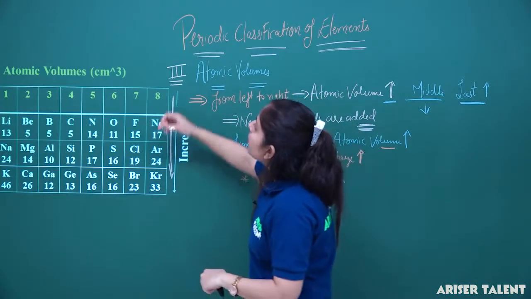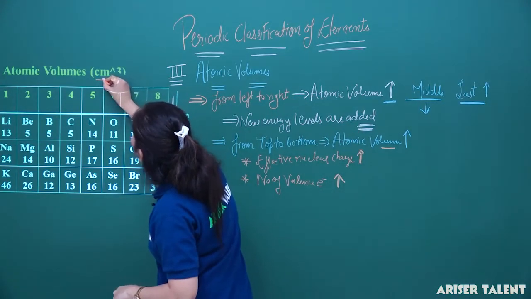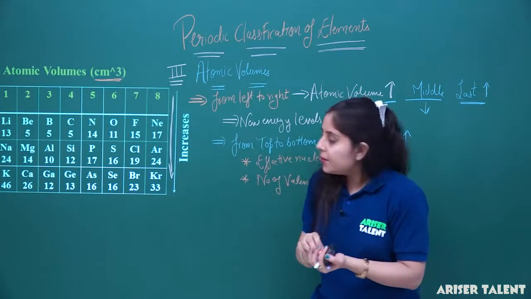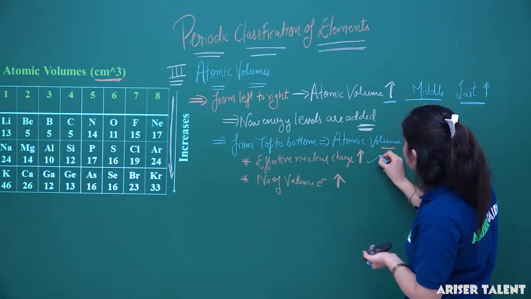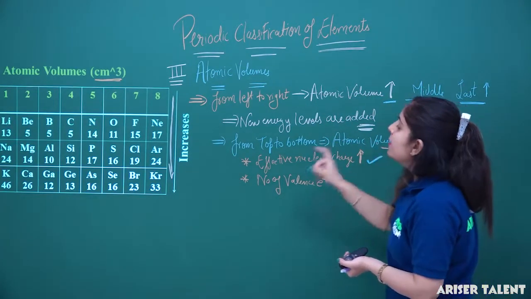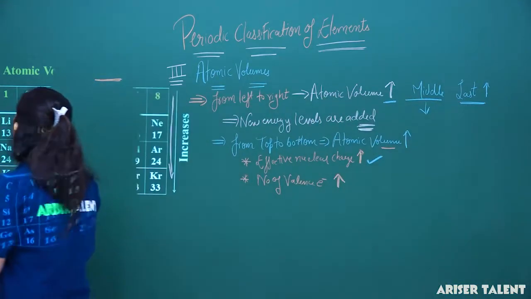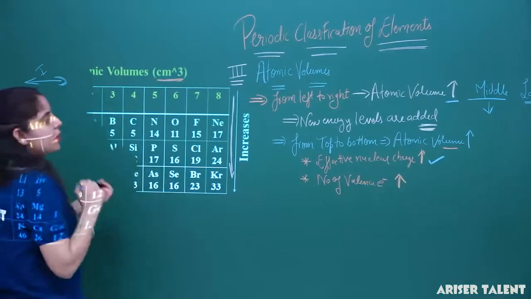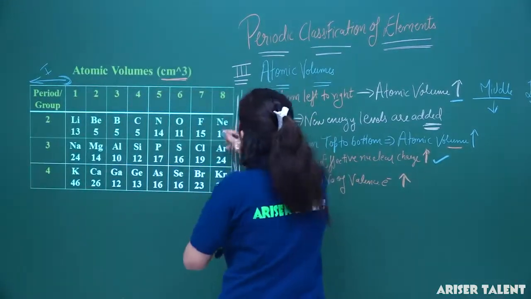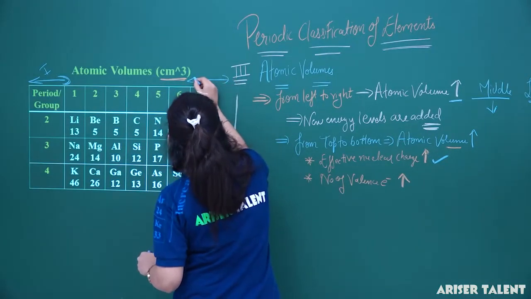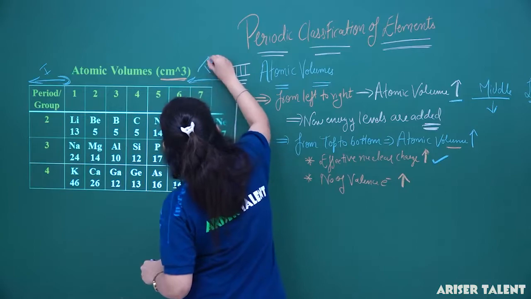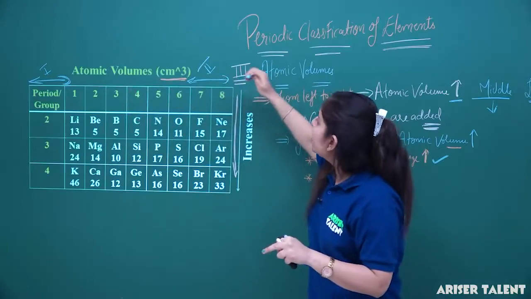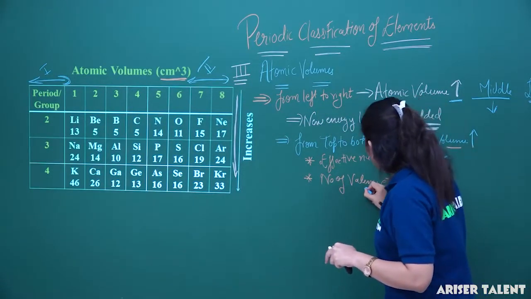And we know that atomic volume is generally expressed in centimeter cube. This is the basic unit for representing atomic volumes. Now, you can see the first reason, that is effective nuclear charge, is going to be increased in the first part of the periodic table, and the number of valence electrons is going to be increased in the last part.